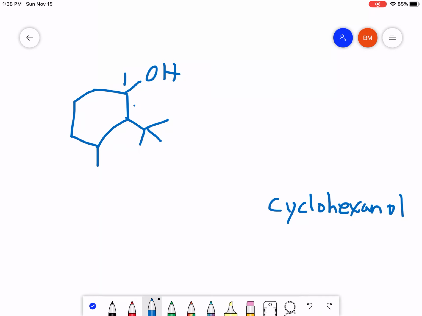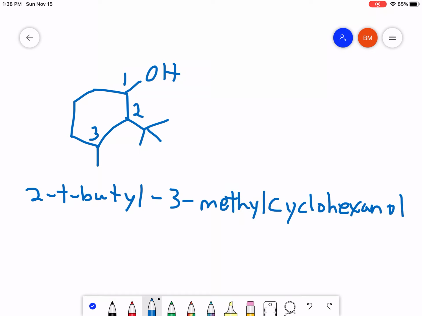So, we're going to number it clockwise to give the other substituents the lowest possible numbers. So we have a tert-butyl group at number 2 and a methyl group at number 3. So that's going to be 2-tert-butyl-3-methylcyclohexanol.